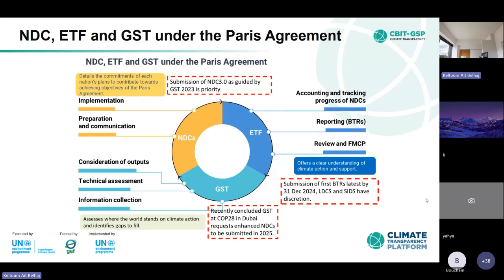And finally, we have the global stocktake. The global stocktake is just a 5-year checkpoint. So it brings everything together, using information reported through all BTRs by all countries to give us an assessment of the collective progress and compare it with the long-term objective of the Paris Agreement.